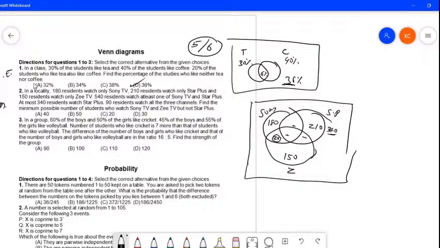90 residents watch all 3, so this is 90. Find the minimum possible number of students who watch Sony but not Star Plus. This is 20. Okay, answer. That's all. If you see the solution, it's written quite complicated, but this is how we can straight away solve this one again.